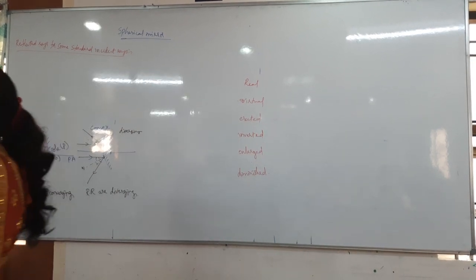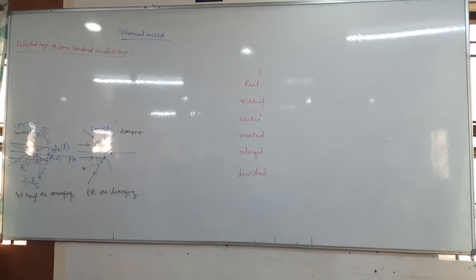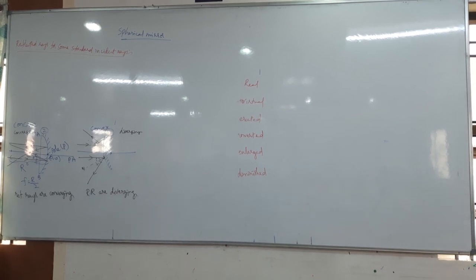Then enlarged: the image will be larger in size as compared to the object. Next, diminished: the image will be very small in comparison with the object.